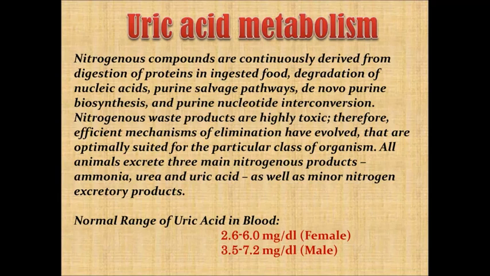Nitrogenous waste products are highly toxic, therefore, efficient mechanisms of elimination have evolved that are optimally suited for a particular class of organism. All animals excrete three main nitrogenous products: ammonia, urea, and uric acid, as well as minor nitrogen excretory products. The normal range of uric acid in blood is 2.6 to 6.0 mg per dl for female and 3.5 to 7.2 mg per dl for male.